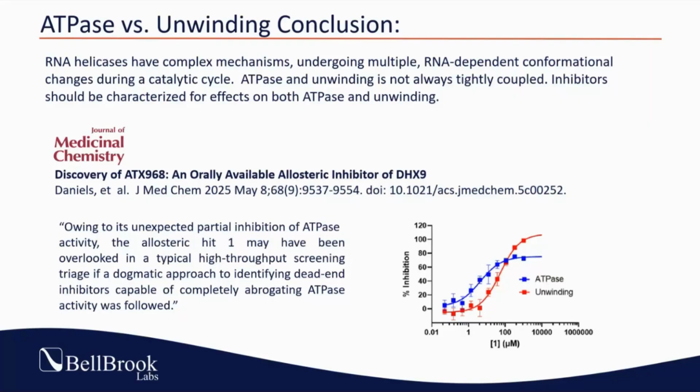And it's known that ATPase and unwinding is not always tightly coupled. We've shown that using our assays, side by side. We've seen as much as 100-fold higher ATPase uncoupling compared to DNA strand displacement. And other investigators have seen that as well. And so we believe that inhibitors should be characterized for effects on both the ATPase and the unwinding activities.